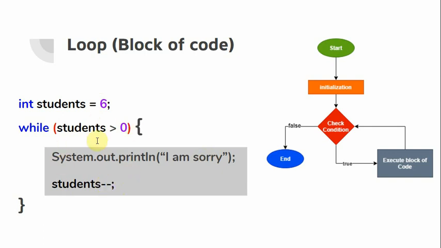So it will keep repeating until this condition is not met, and that happens when the student value is 0. So is 0 greater than 0? No, it is not. So this loop will break here, and then it will run the next instruction, or if this was the last instruction, then the program will terminate. That's what is explained in this diagram.